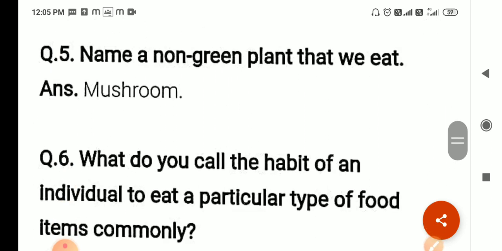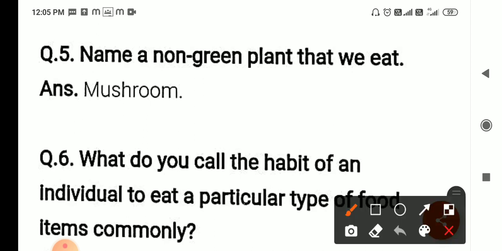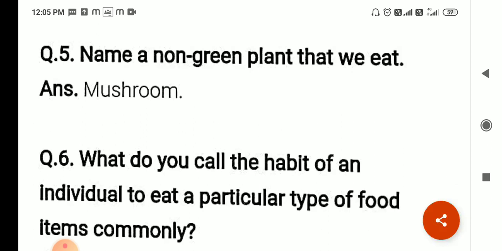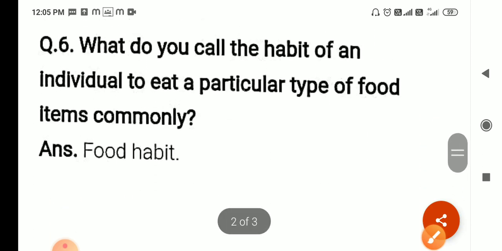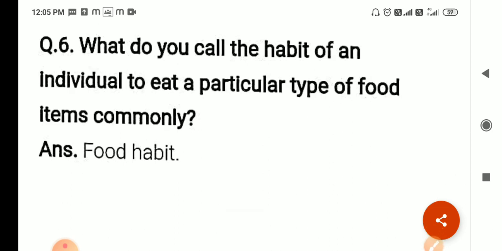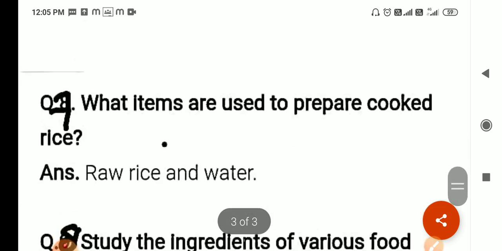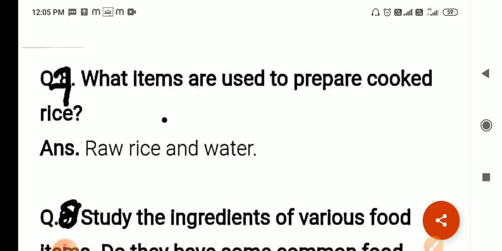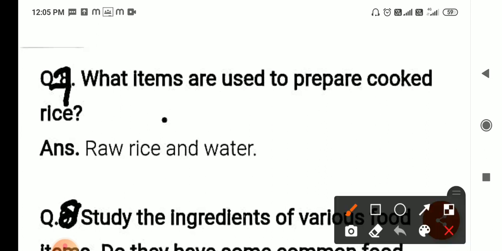Okay. Name one non-green plant that we eat. Okay, you have to give the example of the non-green plant. Most of the plants are green. You have to give the example of non-green plant. Then non-green plant is mushroom, which is eaten. Now next is, what do you call the habit of an individual to eat a particular type of the food item commonly? Then it is called food habit, right? Okay, now next question, what items are used to prepare cooked rice? Then the items which are used to prepare cooked rice are raw rice and water.